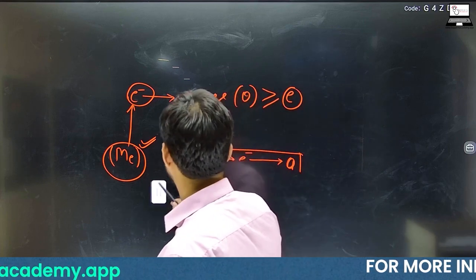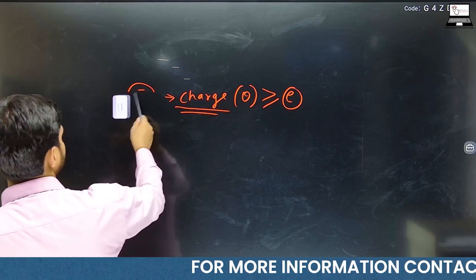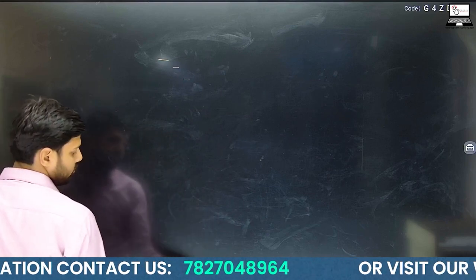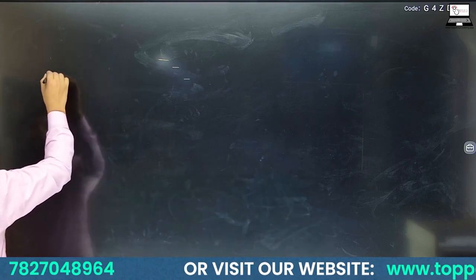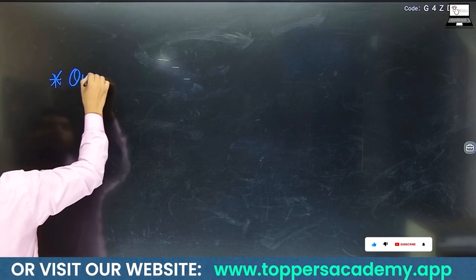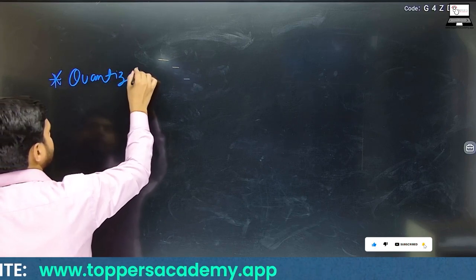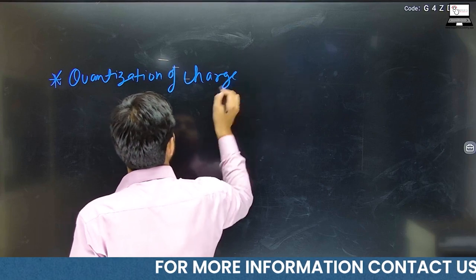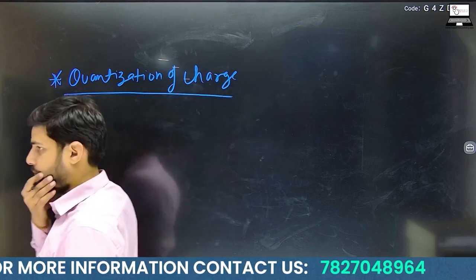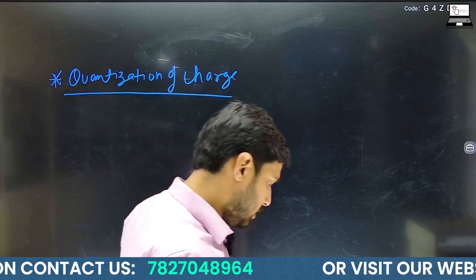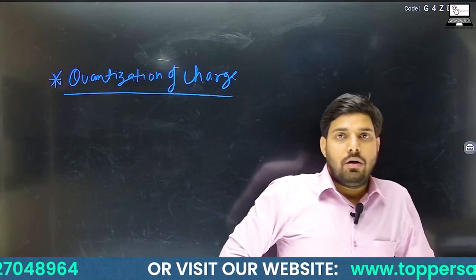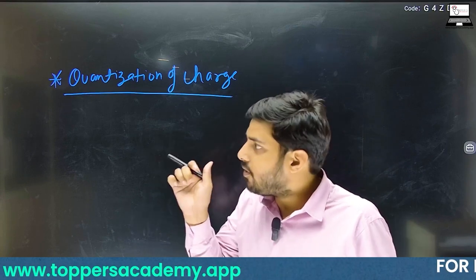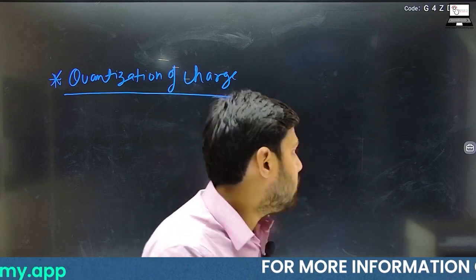quantization of charge. I think you understand this. I will just erase it. So the next thing is quantization of charge. What is the quantization of charge? The quantization of charge means that charge can exist in a fixed quantity.